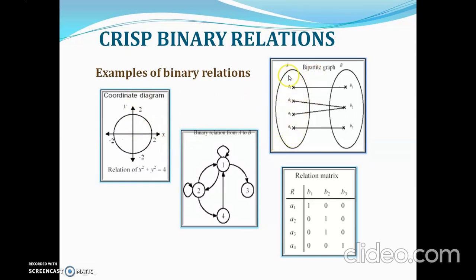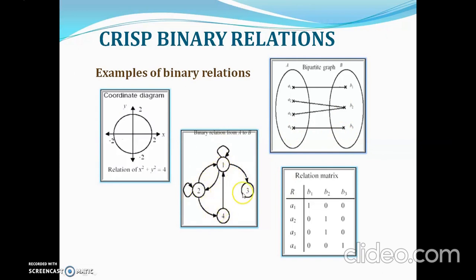Or you can go for a bipartite graph. Collect the elements of A in one set, collect the elements of B in another set, and write the elements here. A1 is related to B1 in the B set, A2 is related to B2 in the B set, A3 is also related to B2 in the B set, A4 is related to B3 in the B set. Or we can write the graph structure by using arcs. You can represent the relationship.